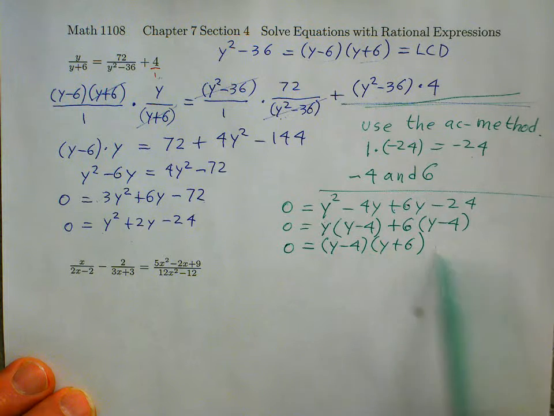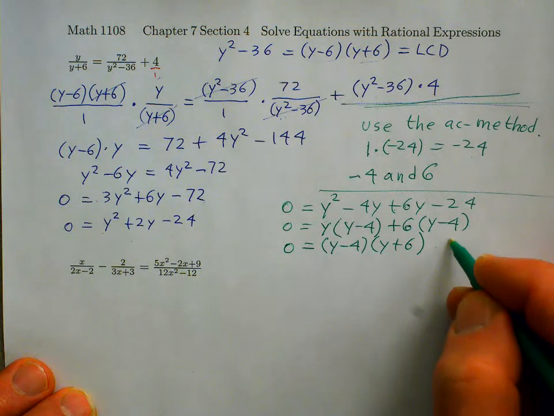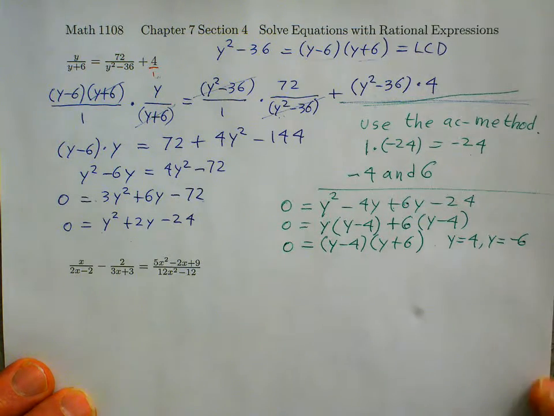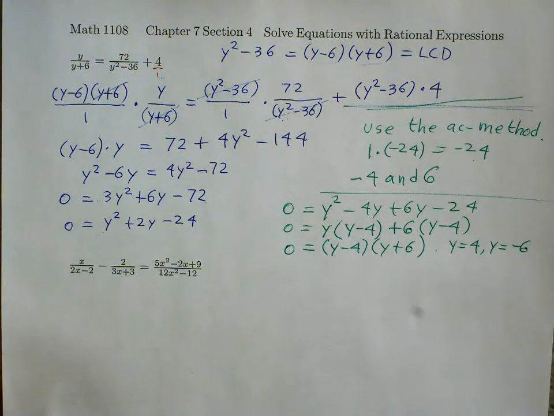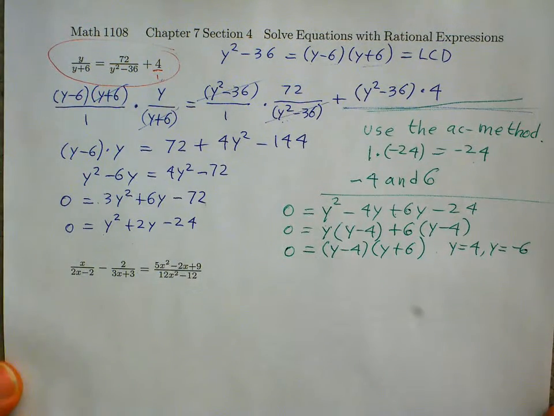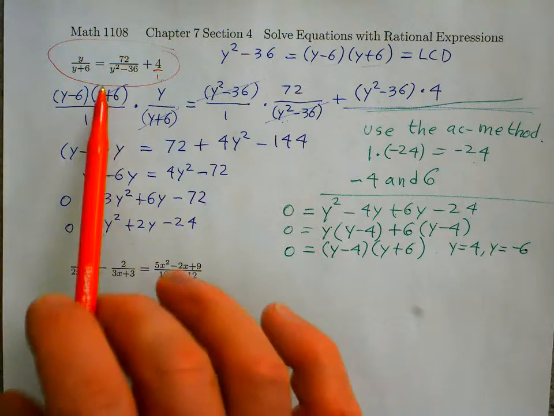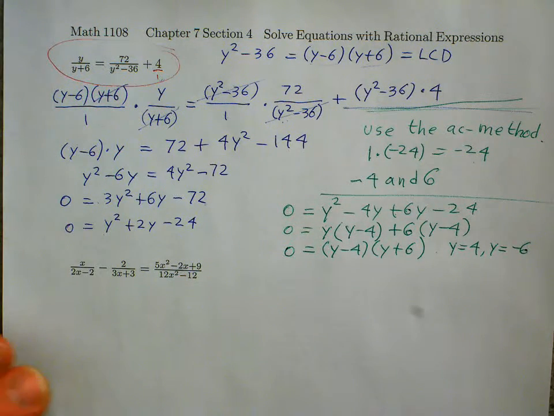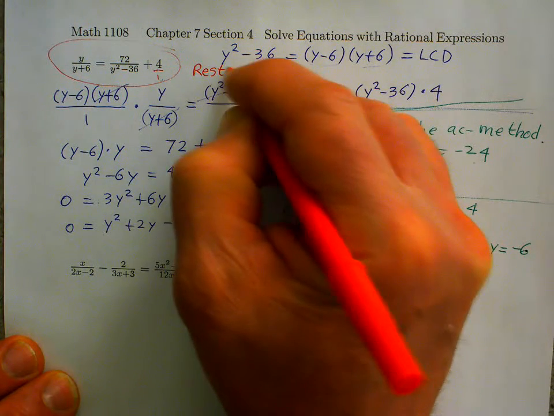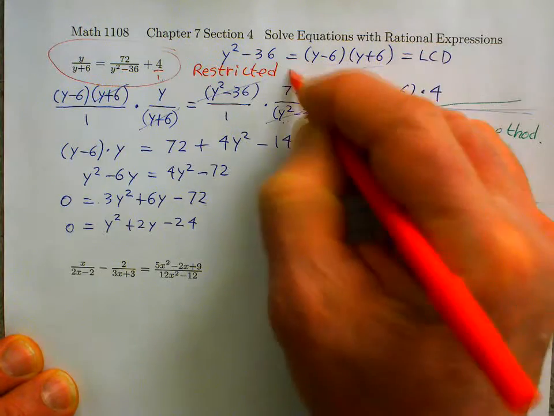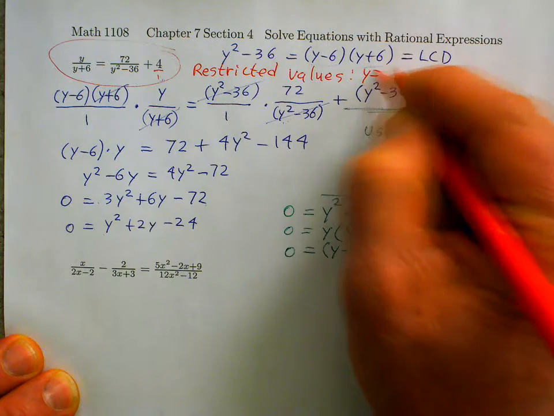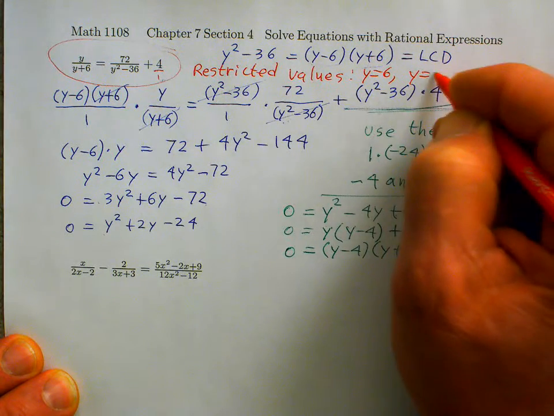This equation has two solutions, positive 4 and negative 6. Remember what we're doing, though. We're solving this equation with rational expressions. The original equation has two restricted values. So we always want to keep in mind what the restricted values are. The restricted values are positive 6 for y and negative 6.